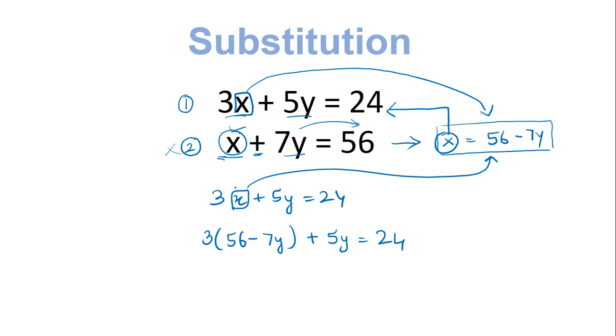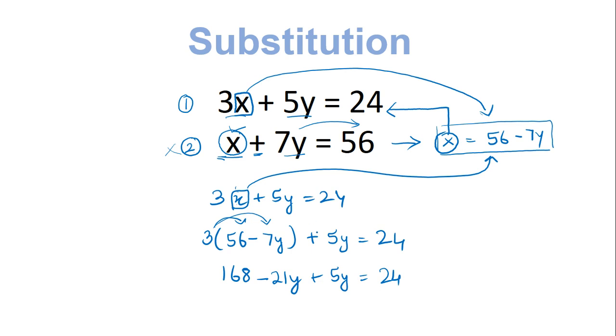Only this x is being substituted with the values that I figured out in the first one. Now I have 3 times (56 minus 7y), and then plus 5y equals 24. Now I have to do 3 times 56, so 3 times 56 gives me 168. I'm going to write 168 minus 3 times negative 7. 3 times negative 7 is negative 21y, plus this 5y just comes down the way it is, equals 24.